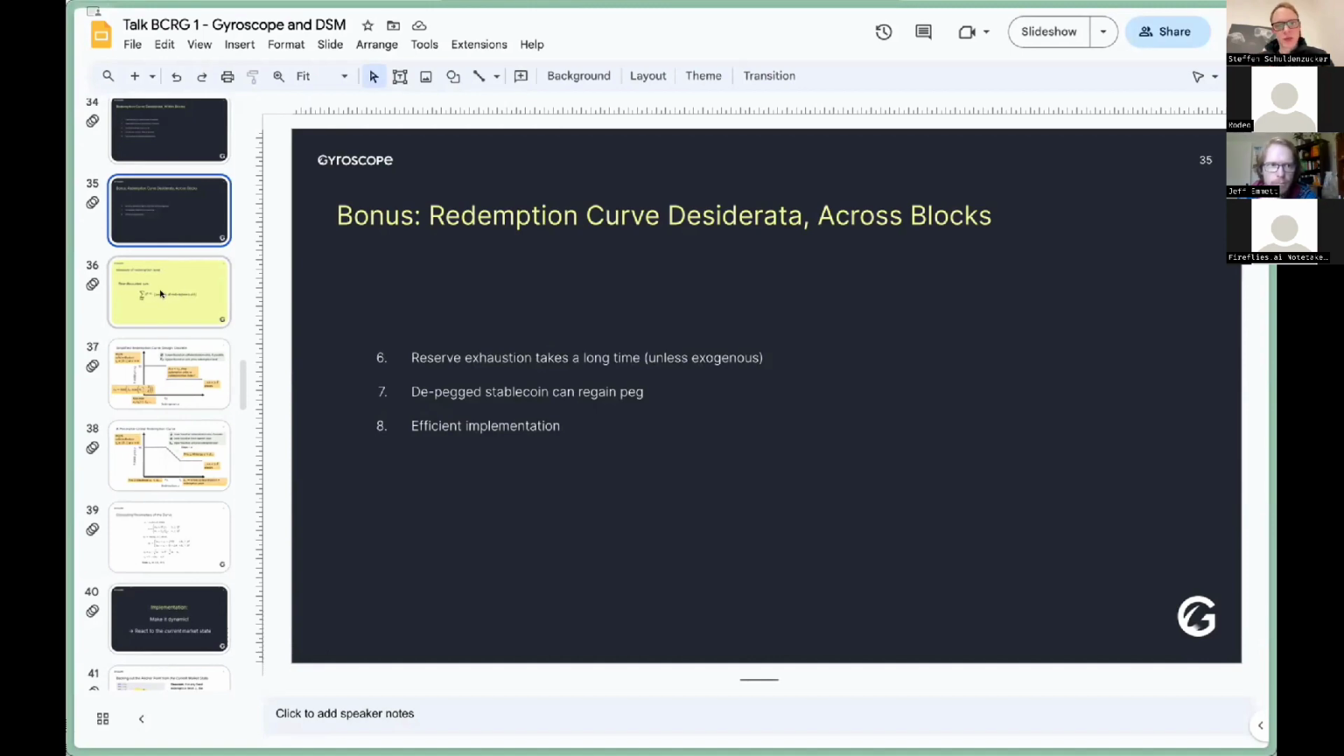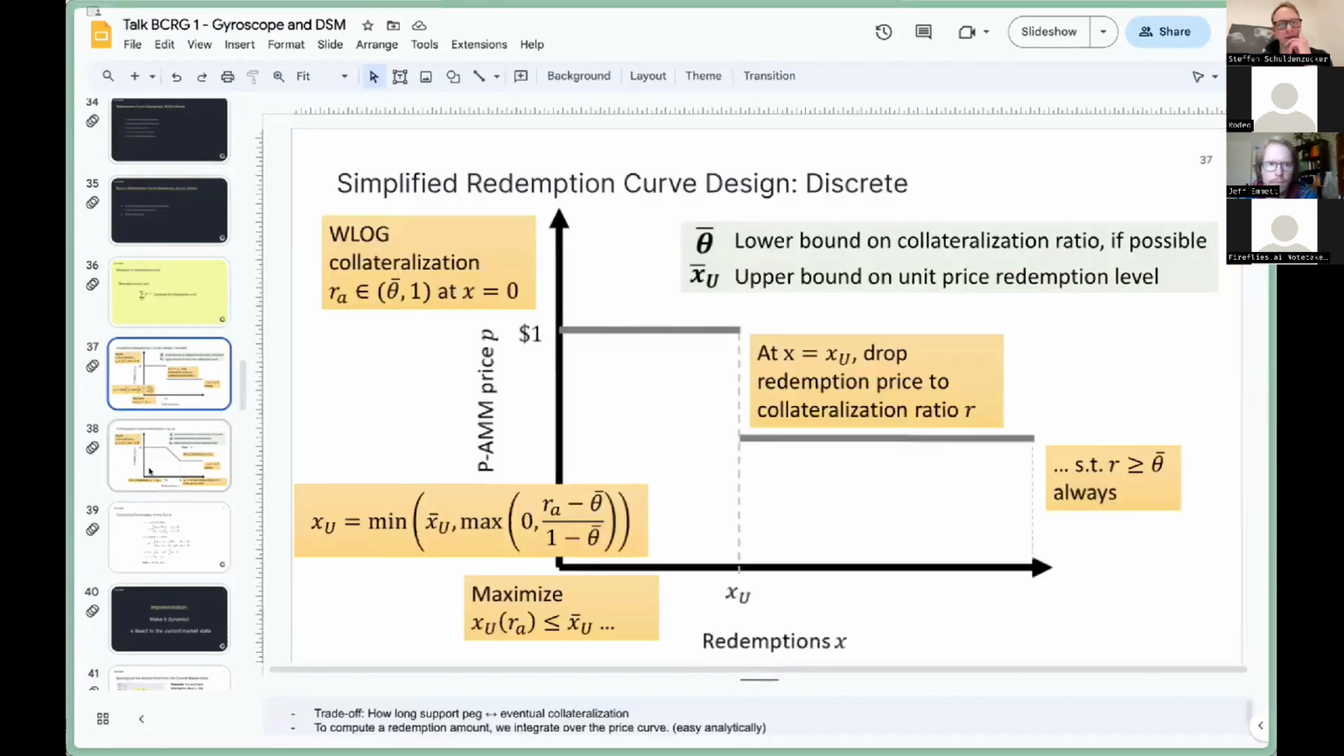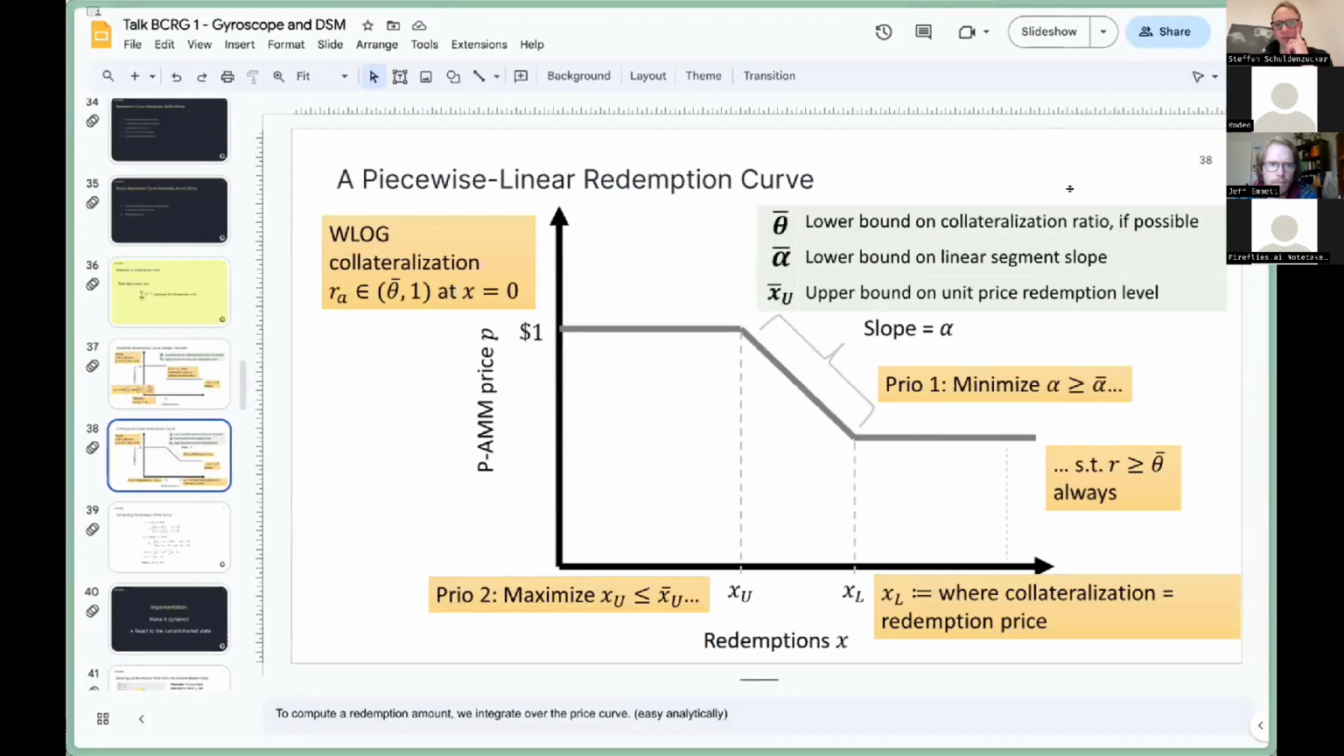And this is also why, in reality, we are measuring the amount of redemptions at any point in time using this formula, which is a time discounted sum. So this is more of a redemption pressure. But for now, you can think about it as just the percentage of assets that has been redeemed, which is also this one when redemptions happen very quickly. And let me skip over this and show you the actual curve.